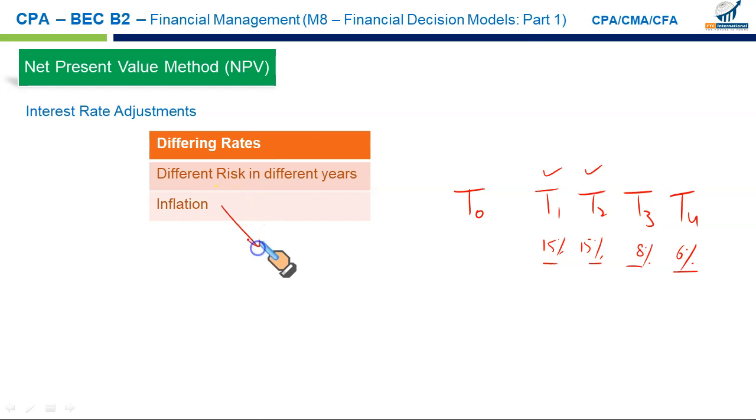And as we have discussed, we need to incorporate the impact of inflation in our computation also, because inflation affects cash flows. So it must be accounted for through a higher discount rate.